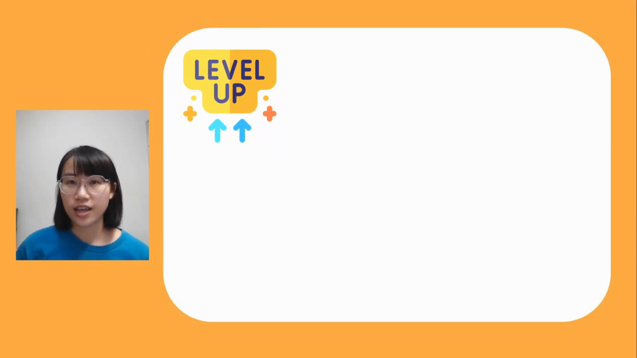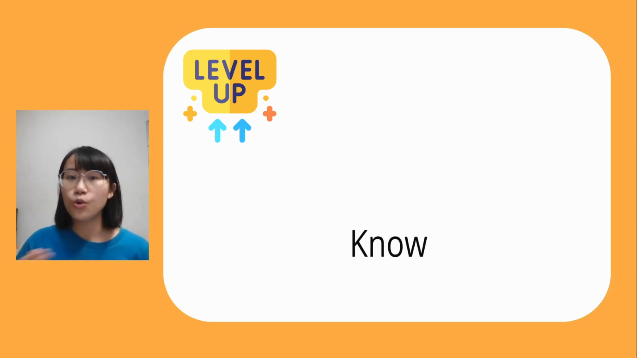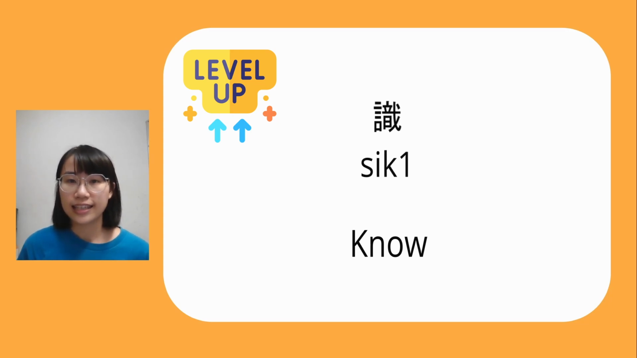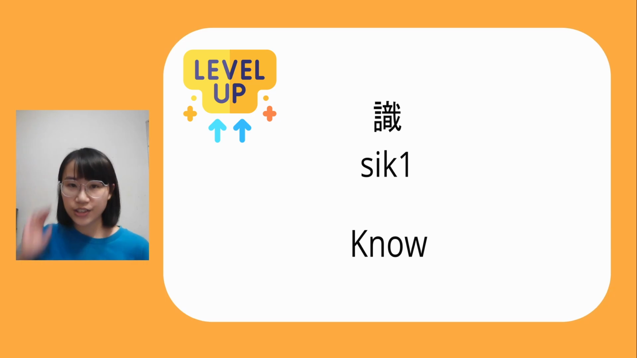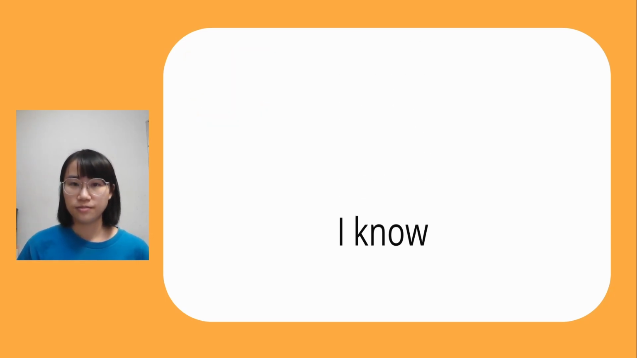How to say I know something. I know. How to say I know? Know in Cantonese is "識." Repeat after me. "識." Again. "識." Good. How to say I know then? Try.